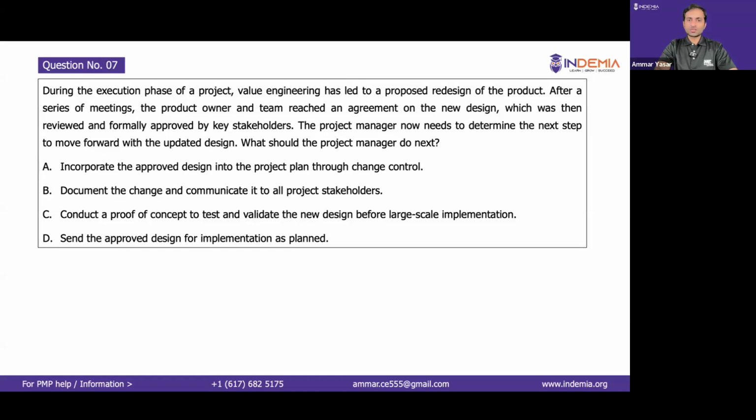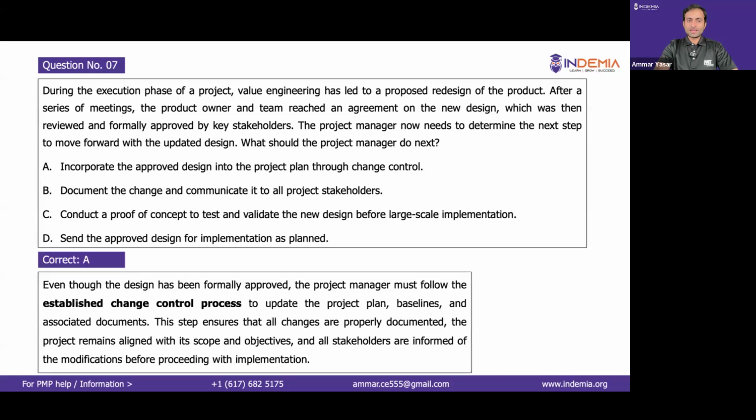So correct answer is option A. Follow the change control and update all other relevant documents. This is also called configuration management, right? That is slightly different from change management. Like you update all other relevant documents. So first you will be updating all the documents and then you will be communicating and implementing. So correct answer is option A.